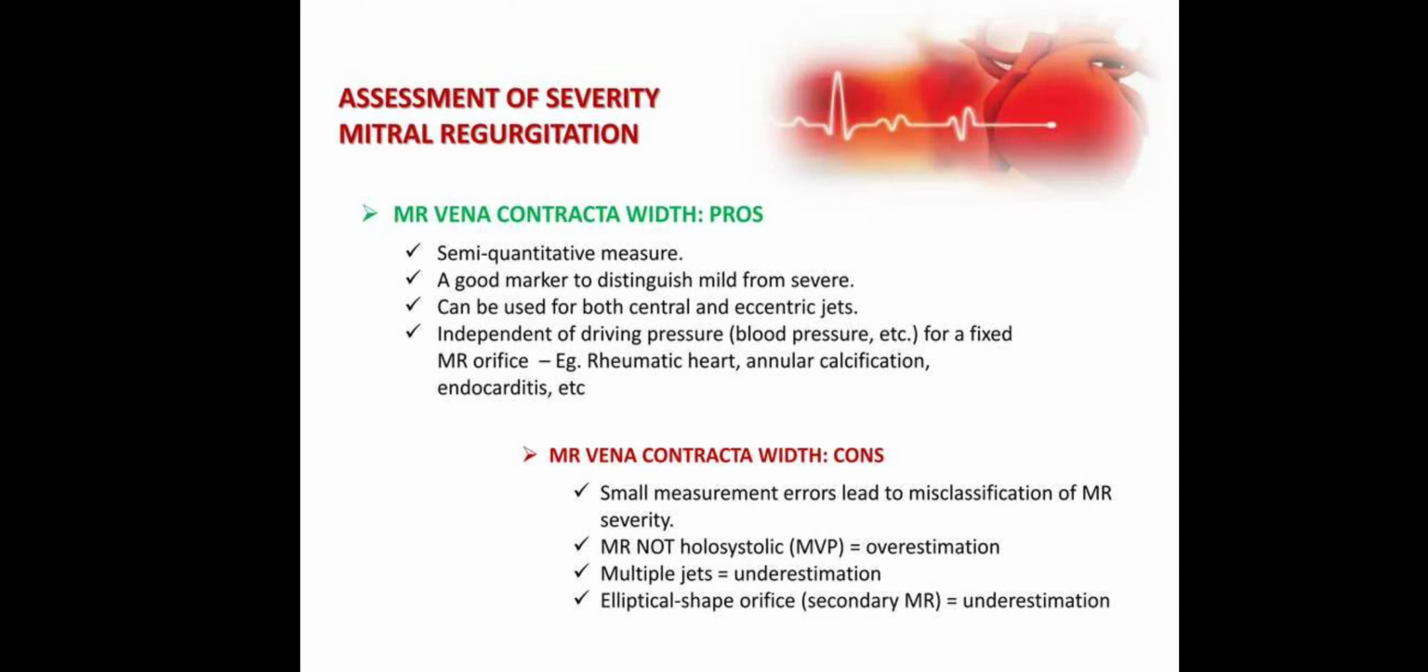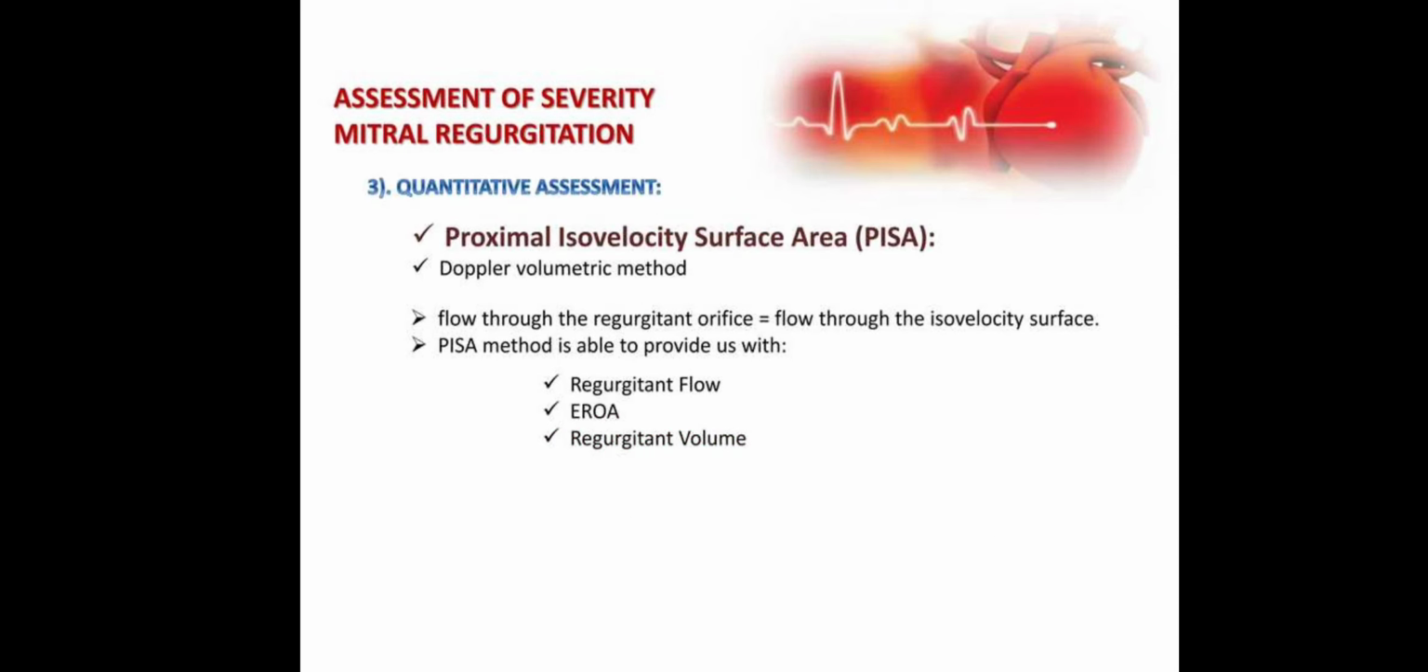Then the pros and cons of the vena contracta. Pros: it is a semi-quantitative measure, a good marker to distinguish mild from severe, can be used for both central and eccentric jets, and is independent of driving pressure, blood pressure, etc. for a fixed MR orifice, for example rheumatic heart, calcification, endocarditis, etc. Cons: small measurement errors lead to misclassification of MR severity. It is not valid when MR is not holosystolic, as in MVP, where there is overestimation. With multiple jets there is underestimation, and with elliptical shape orifice or secondary MR there is underestimation.